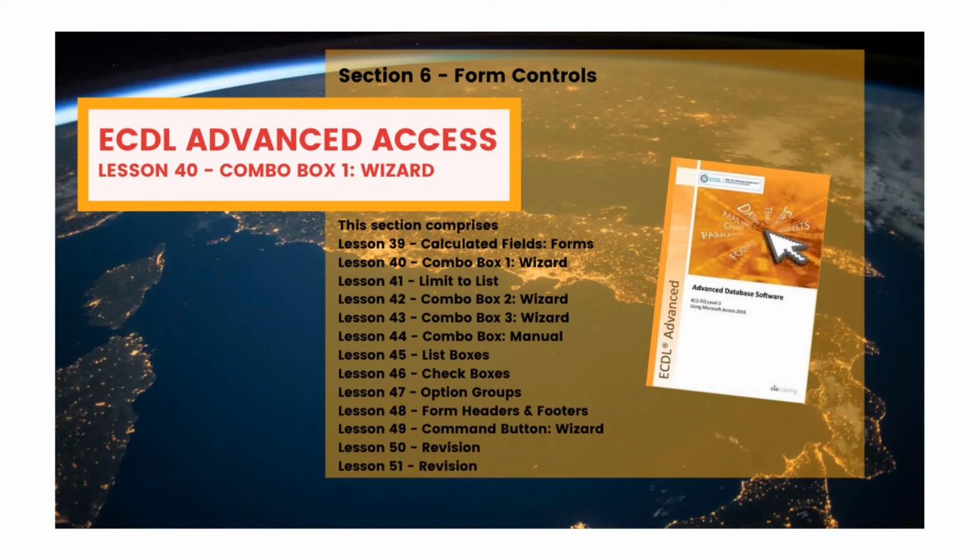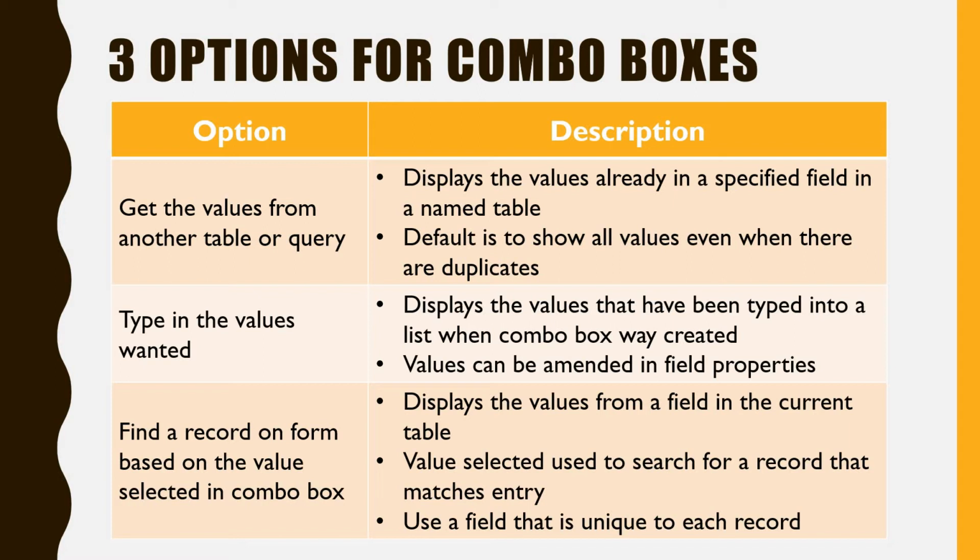ECDL Advanced Access Lesson 40: Creating Combo Boxes with a Wizard, Option 1. A combo box is a field on a form which will allow a value to be chosen from a drop-down list or will allow a value to be entered, unless it's restricted by the field properties. This will speed up data entry and minimize incorrect data entry such as spelling mistakes.